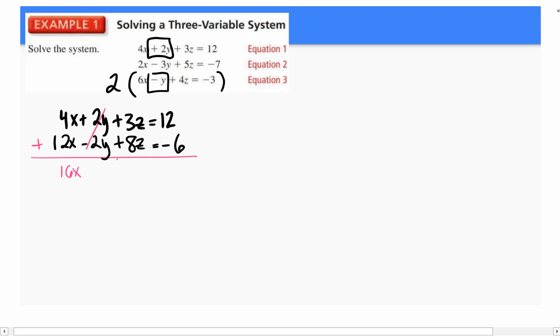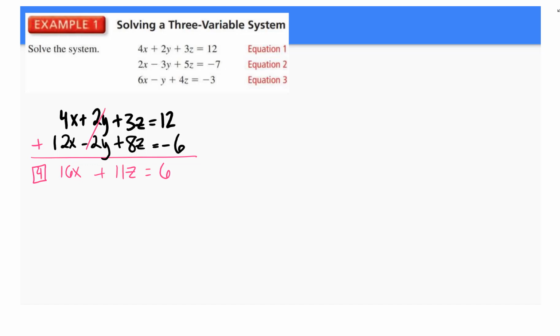16x, that is 0, 11z equals 6. This is equation 4. Keep that in mind. I just used equations 1 and 3 to eliminate the y's. Now I must use two other equations, so not equation 1 and 3. It could be 1 and 2 or 2 and 3, in order to again eliminate the y.